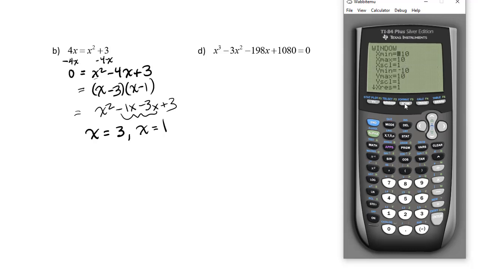So let's go to window. Yes, we're in standard windows, so let's go to zoom. I wonder if zoom fit would work. Notice that it's only showing me a little piece of this graph. I want to see what's happening on the left and the right side. So I'm going to go back to my window, and I'm going to make my x min be -20 and my x max be +20, and just see what that does to my graph.